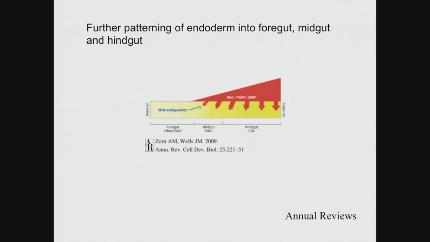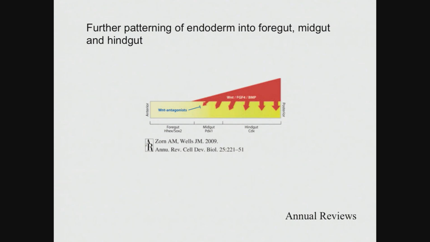Okay. So next step, you want to pattern to your lineage of interest. And so you've generated endoderm, and you can pattern this endoderm towards foregut, hindgut, or midgut. And then within those organ domains, specific signaling pathways are going to be responsible for organ specification.